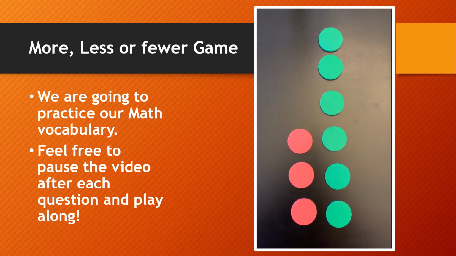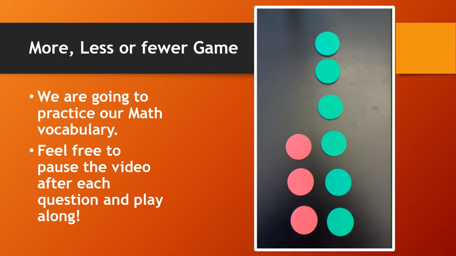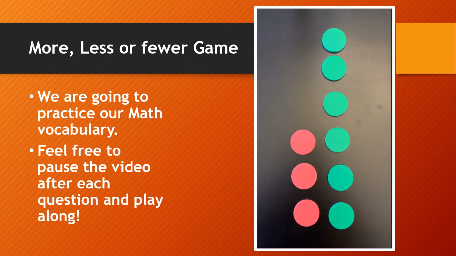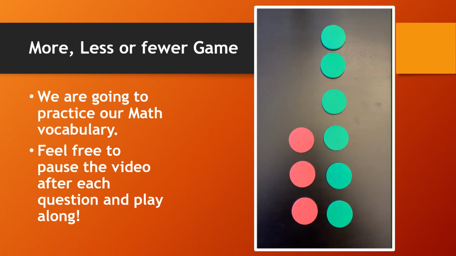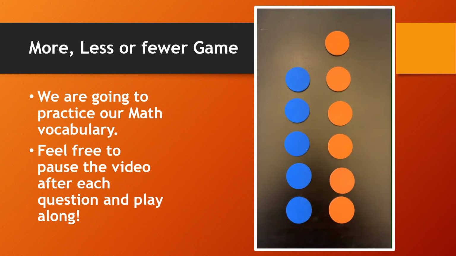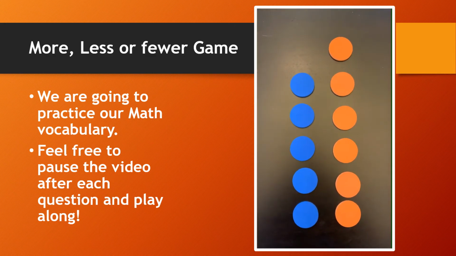You're correct if you said the green side has more. Now take a closer look at it. Pause the video and tell me which side has less or fewer. You're correct if you said the pink side has less or fewer. The next challenge. Which one has more? Pause the video and tell me which side has more.